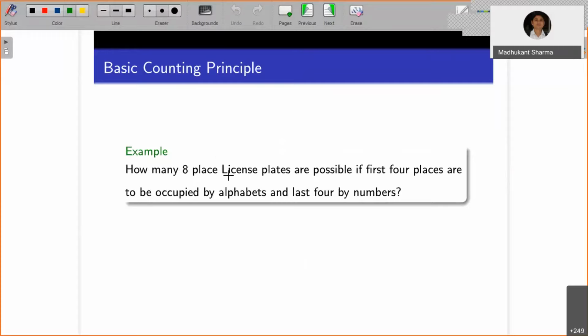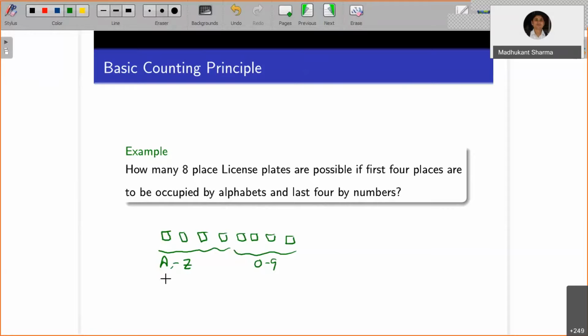How many 8 place license plates are possible if the first 4 places are to be occupied by alphabets and the last 4 by numbers? So there are 8 places: 1, 2, 3, 4, 5, 6, 7, and 8. It is given that the first 4 places are to be occupied by alphabets, meaning A to Z, and the last 4 by numbers, so these last 4 by 0 to 9. So how many 8 place license plates are possible?